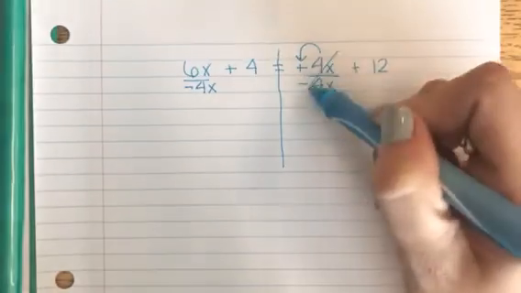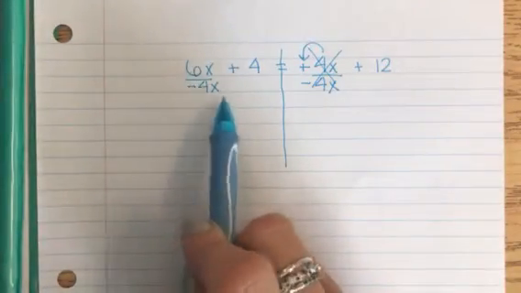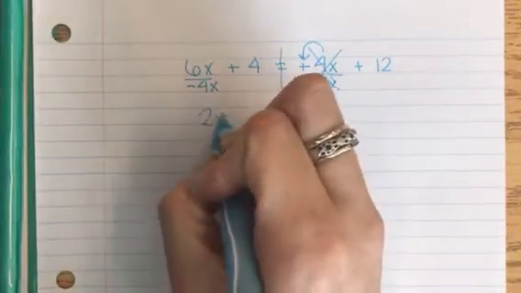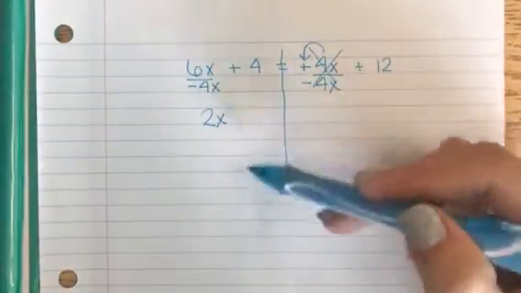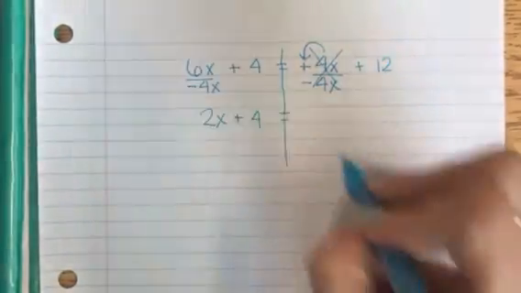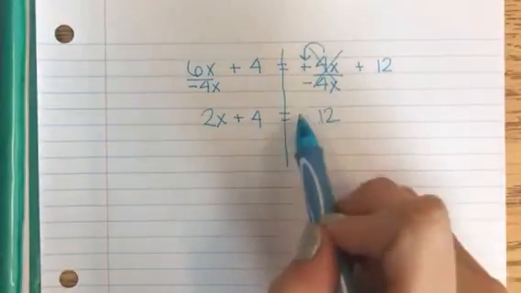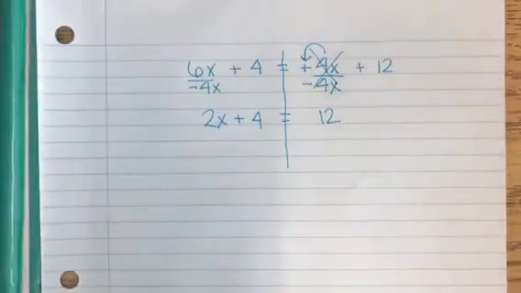So 4x minus 4x, those are just going to cancel out. And over here we'll have 6x minus 4x, which will give us a 2x. Everything else is going to come straight down. So my adding 4 will come down, my equal sign, and my 12. I don't need to write the positive. Nothing is assumed to be negative.